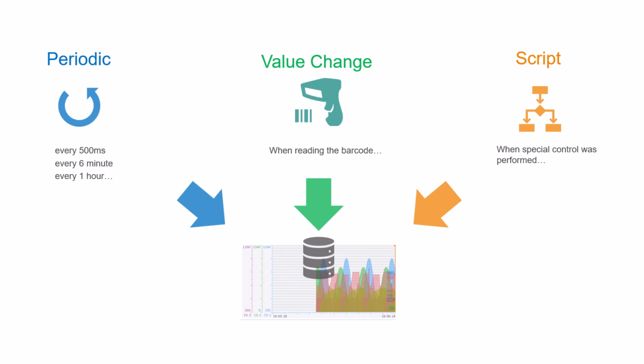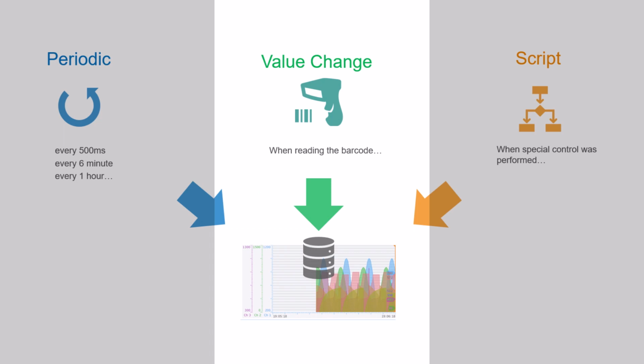You need to set up triggers to collect logging data. Currently, there are 3 types of triggers that can be set in Brew: periodic, value change, and script. Periodic collects data at regular intervals. This is useful when you want to constantly monitor the status of equipment.